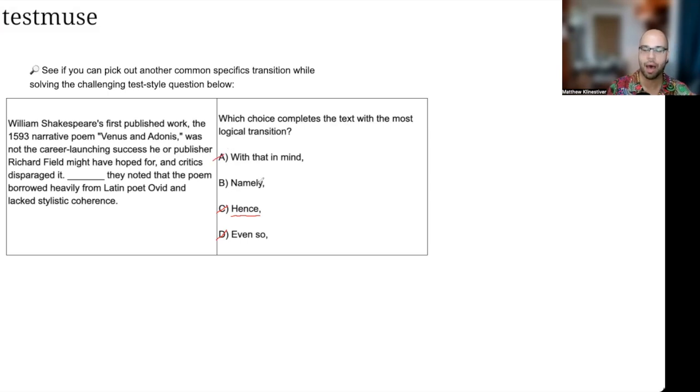It shows a particular reason that they did disparage it, or a particular aspect of the poem that they disparaged. And that's what we see here. The poem borrowed heavily. That was a particular way, a specific way that they disparaged or criticized it. So this will be B, namely.